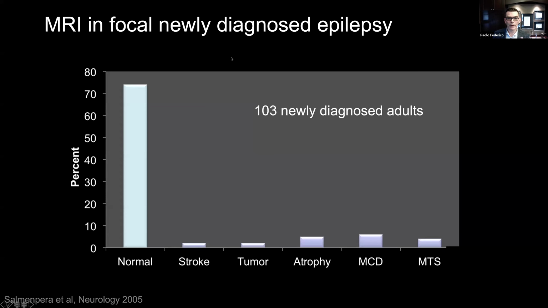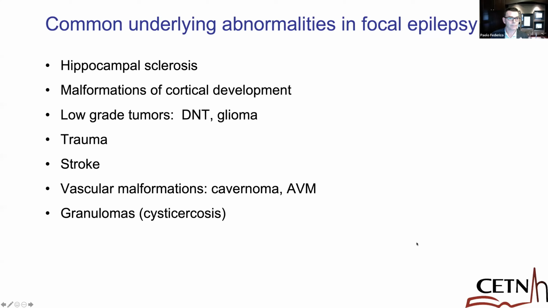So what about patients with newly diagnosed epilepsy? This isn't the first seizure, this is newly diagnosed epilepsy. Again, in an old study of 103 patients with newly diagnosed epilepsy, the MRI scan, properly obtained and properly reviewed, was normal in about 75% of the patients. Put another way, 25% of patients with newly diagnosed epilepsy have an abnormal MRI scan, which may be potentially epileptogenic. The most common, at least in their study, were malformations of cortical development, focal atrophy, tumor, strokes, and hippocampal sclerosis.